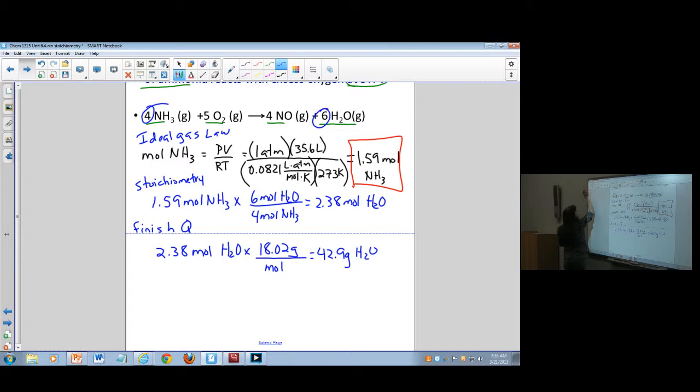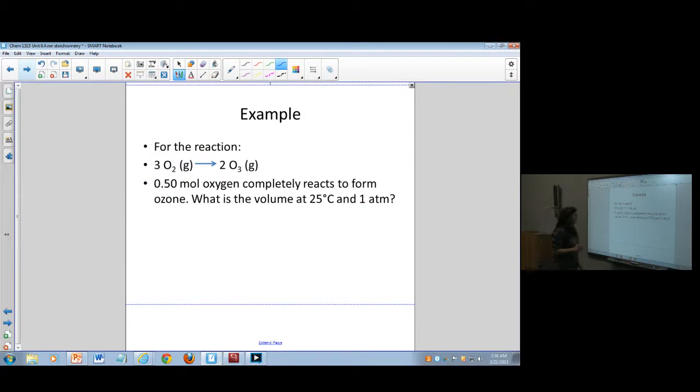Let's do another one. I've got a reaction of oxygen forming ozone. I've been told that I have 0.5 moles of oxygen. Okay, so I already know in this scheme where I had to use PV equals nRT, or PV divided by RT is equal to n, well, I don't need to do that in the first step. I already have that. So I also have the conditions, 25 degrees and 1 atmosphere. I want to know what the volume is.